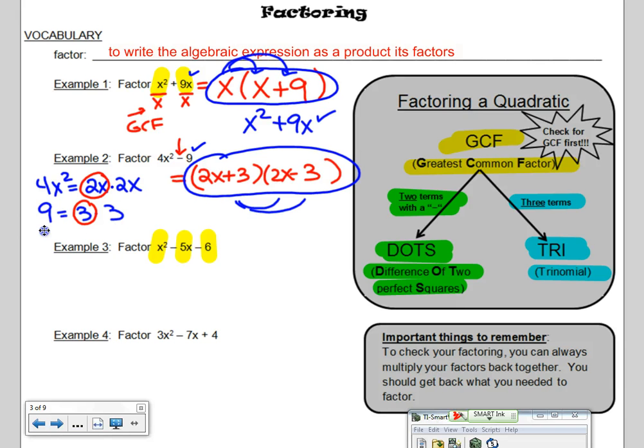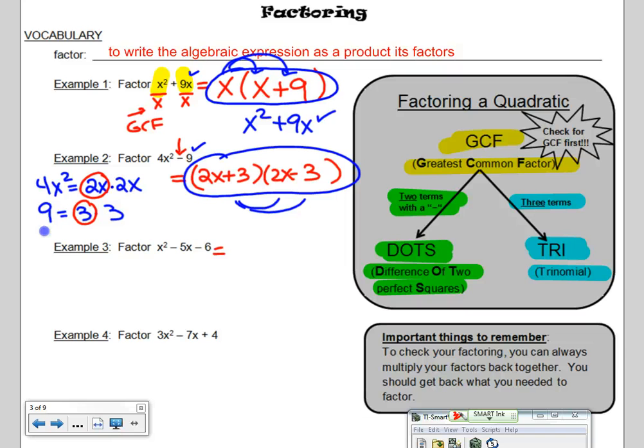There's all the ones that begin with a 1, and there's the ones that begin with a number other than 1. Example 4 is by far the hardest. But we'll start with example number 3. When it's a trinomial that begins with a 1, this is a special case. And there is a trick to this.